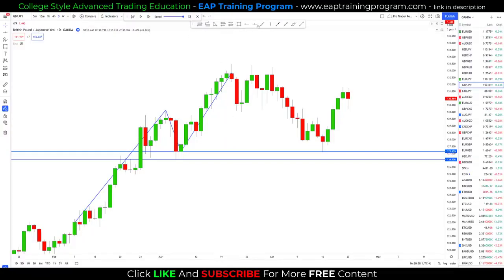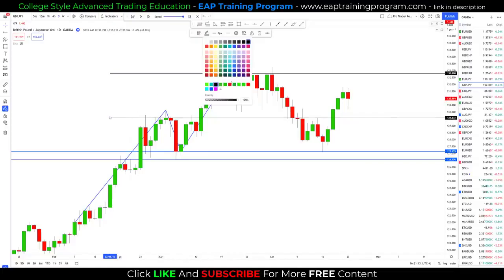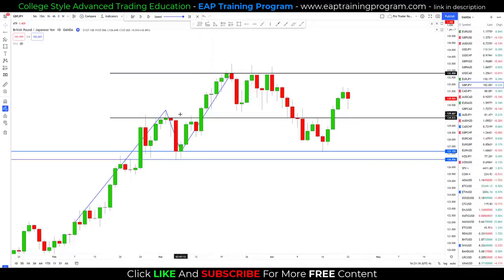My next rules are that I want to see price come up at least to the right shoulder, but price cannot touch the head of the pattern. Let me make these a little bit bigger. It might be difficult to see. There and there is my termination point for my second rule.